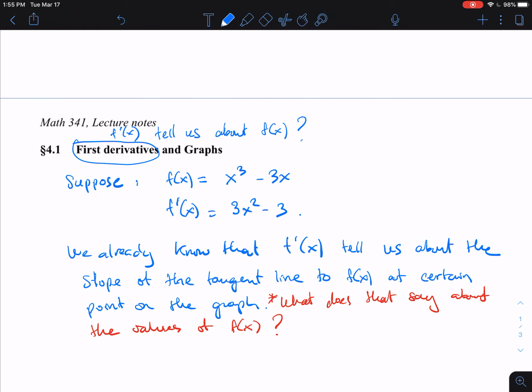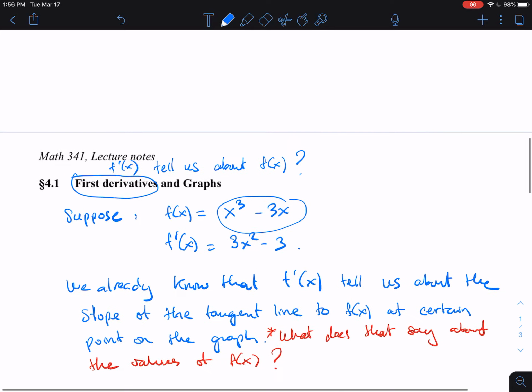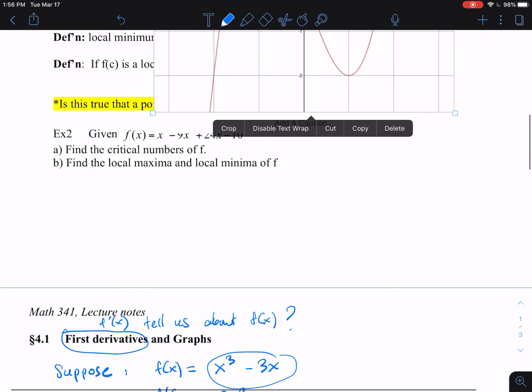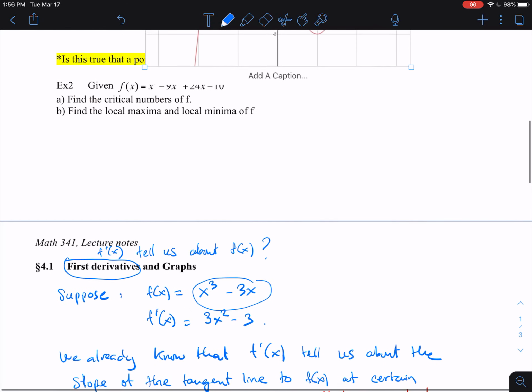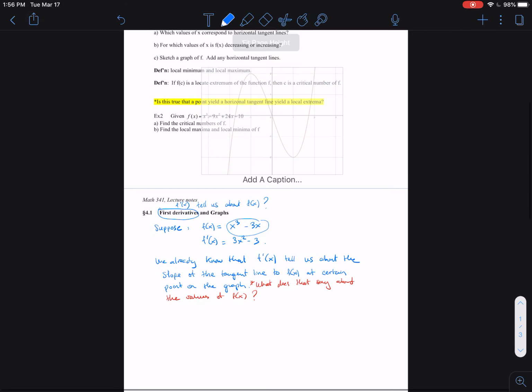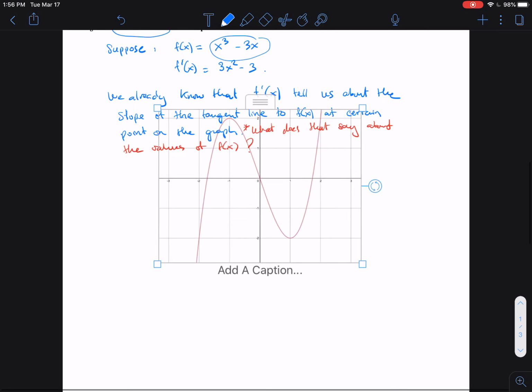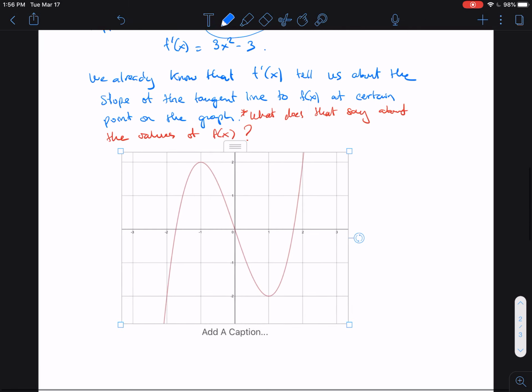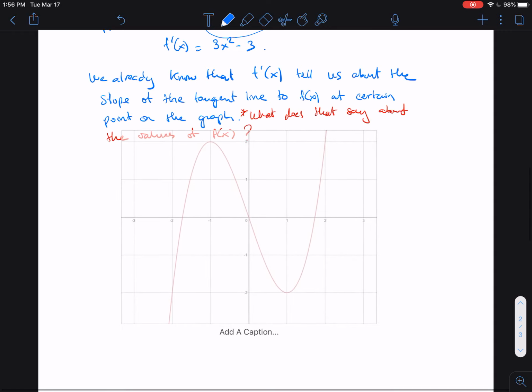So to understand that a little better, let's pull up the graph of x to the third minus 3x. I've already graphed this and screenshot it already. I'm going to go ahead and move that graph down here. Here it is. Zoom in. All right, zoom out a little bit.